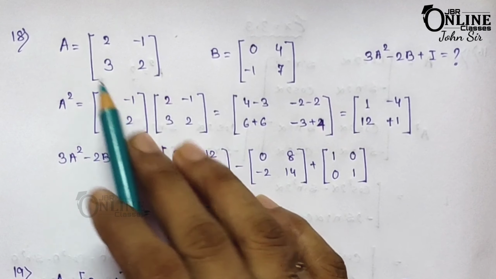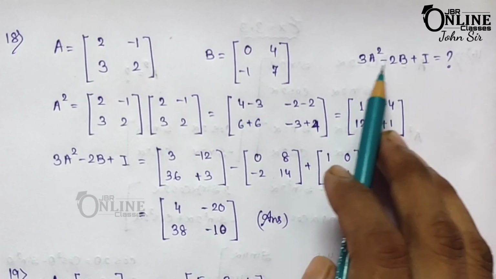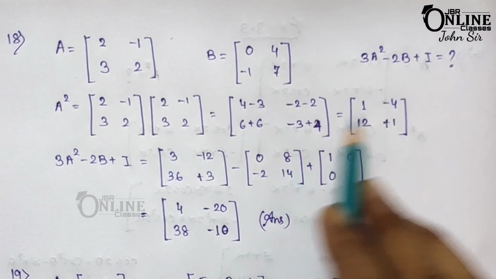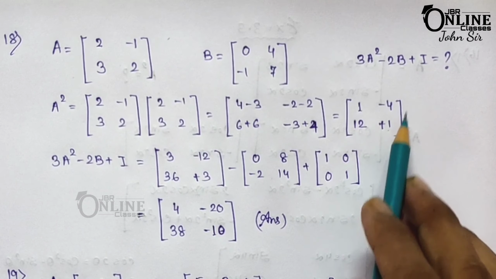Now sum number 18. Here A equal to 2 minus 1 3 2, B equal to 0 4 minus 1 7. Then find the value of 3A square minus 2B plus I. I means identity matrix. So first here A square equal to, multiply this matrix with itself, and you will get here 2 into 2 4, and 3 into minus 1 minus 3. Then 2 into minus 1 and minus 1 into 2, so minus 2 minus 2. In this way 3 into 2 6, and 3 into 2 6. Then minus 1 3, and 2 into 4, so minus 3 plus 4, that equal to 1 minus 4 12 and 1. So this is the value of A square.